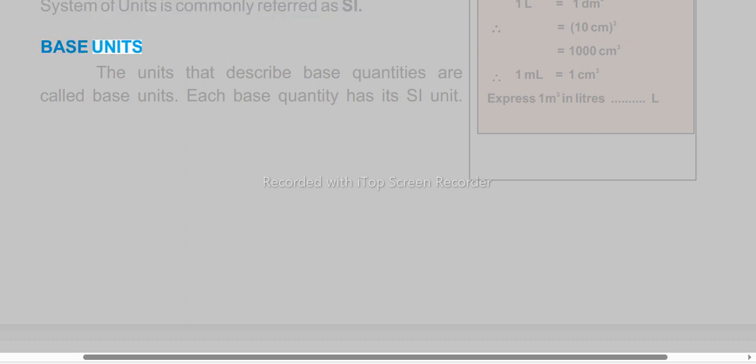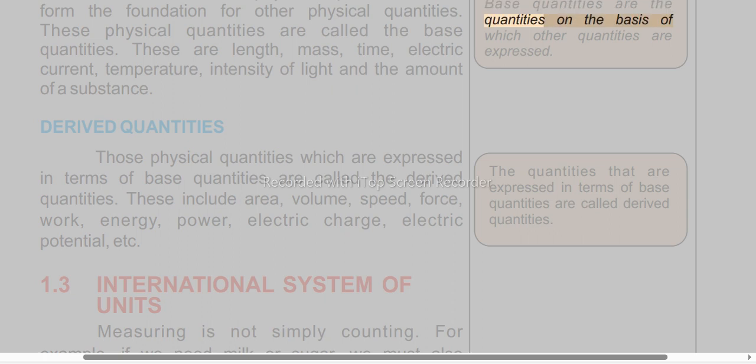Base units. The units that describe base quantities are called base units. Each base quantity has its SI unit. Base quantities are the quantities on the basis of which other quantities are expressed. The quantities that are expressed in terms of base quantities are called derived quantities.